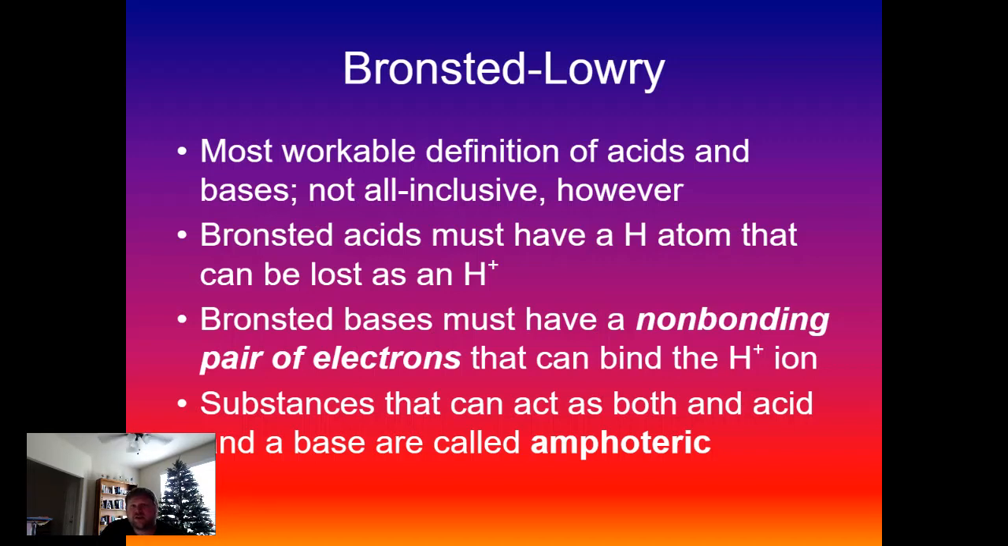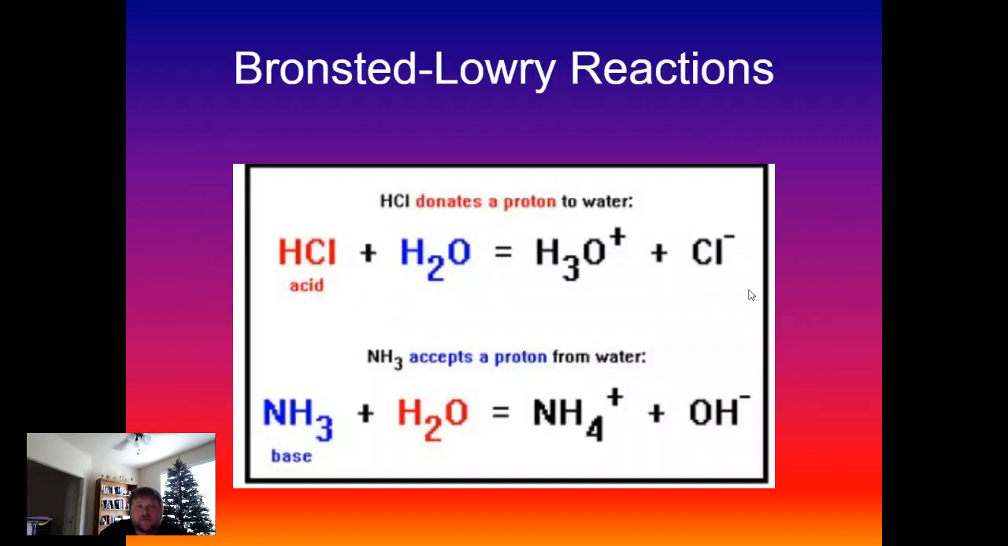So, as I mentioned, it's not all inclusive. To be a Bronsted base, you really have to have a non-bonding pair of electrons. So you draw the Lewis structure, and around the central atom, or I guess it doesn't have to be the central atom, but another atom in the Lewis structure, you have to have a pair of electrons that can take that H and form a bond with it. And because of this definition of donating and receiving protons, that means some substances can do both. They can be acids or bases, and we call those amphoteric.